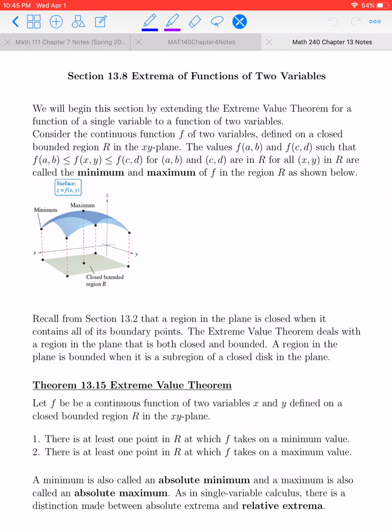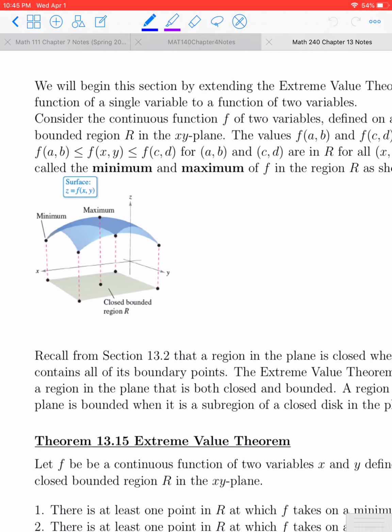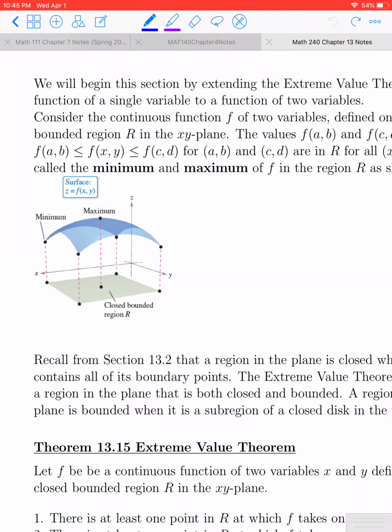Okay? So let's suppose we have now a function of two variables defined on a closed bounded region R in the xy plane. The values f of a, b and f of c, d such that f of a, b is less than or equal to f of x, y, which in turn is less than or equal to f of c, d, for all ordered pairs x, y in the region R, then we would say that the function value f of a, b would be a minimum of f on the region R, and the output f of c, d, that function value would be the maximum of the function f on the region R.